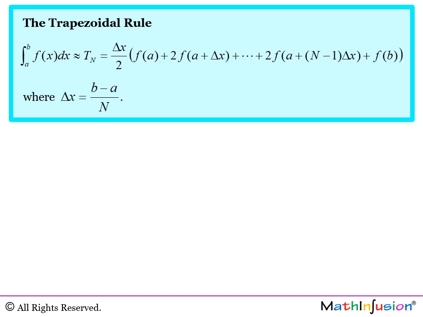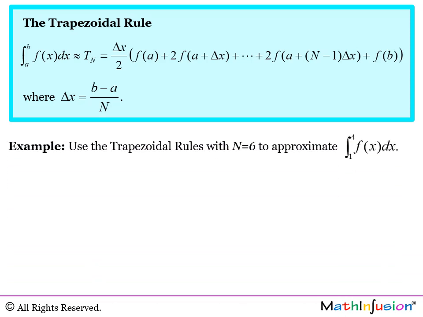Here is the official trapezoid rule. The integral between a and b of f(x) dx can be approximated by T sub n, which means that there are n subdivisions, which is delta x over 2 times [f(a) plus 2 f(a plus delta x) plus ... plus 2 times f(a plus (n minus 1) delta x) plus f(b)]. And delta x is (b minus a) over n.